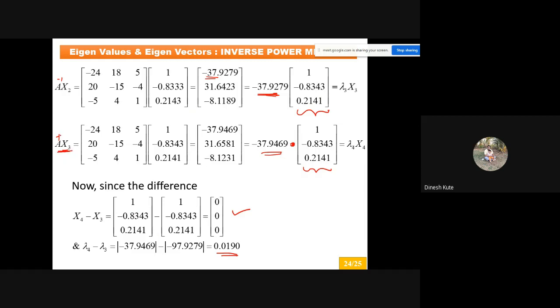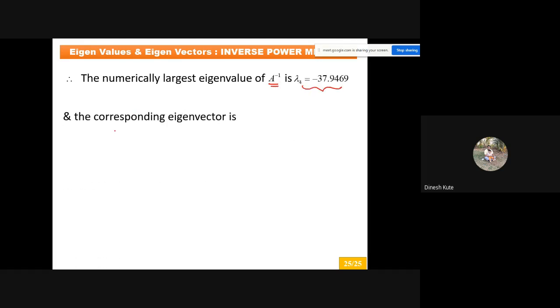At this place your lambda 3 is this and your x3 is this. Sorry, this is 4. So at the third iteration your lambda 4 is this and your x4 is this. So the numerically largest eigenvalue of A inverse is actually lambda 4 equal to this, and the corresponding eigenvector is this.